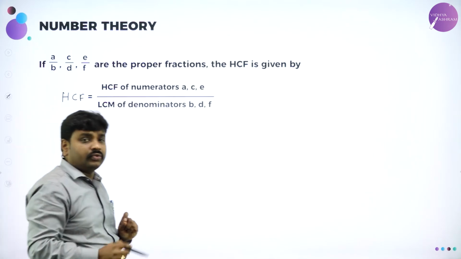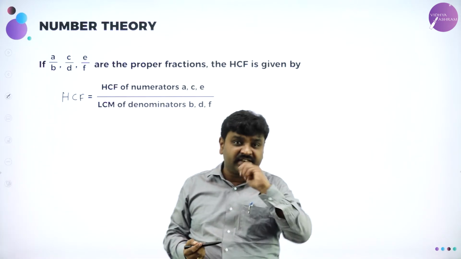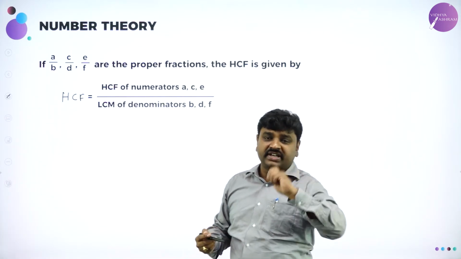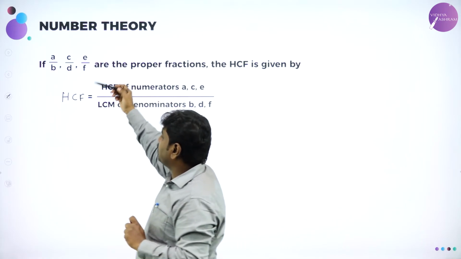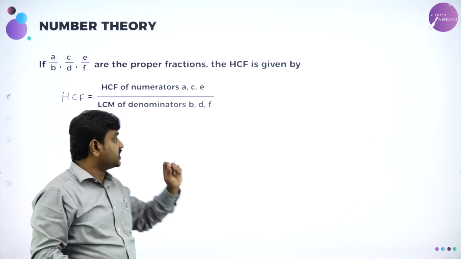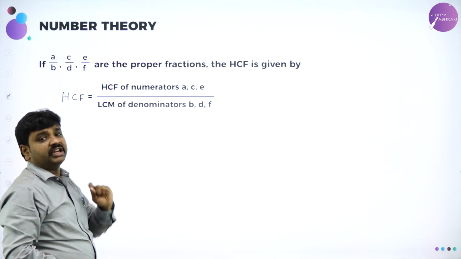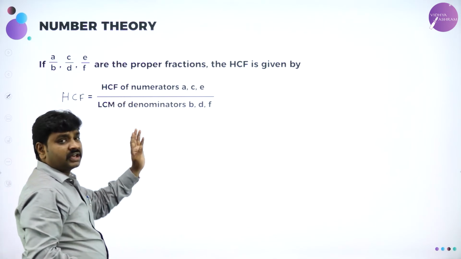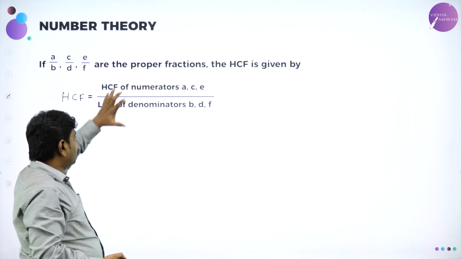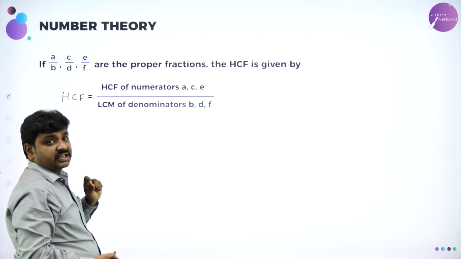Next, now we will go for finding HCF of fractions. If they give fractions A by B, C by D, E by F, they are proper fractions. If you want to find HCF, it is simple: HCF of numerator by LCM of denominator. HCF of numerator by LCM of denominator. You will get a fraction, that is the HCF.